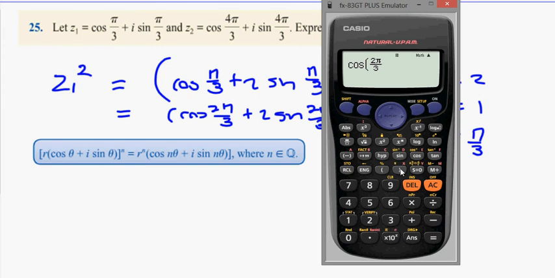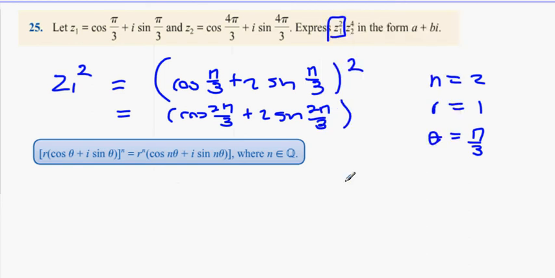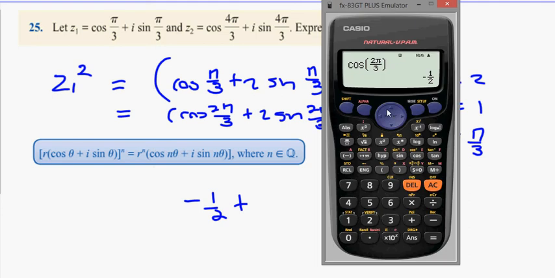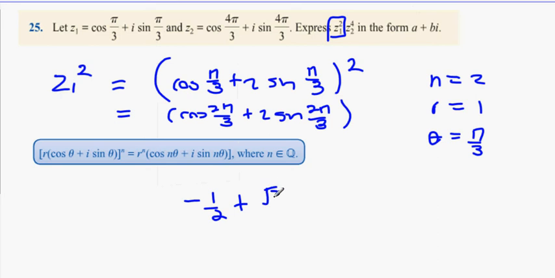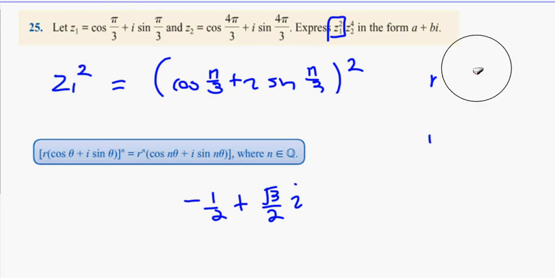So cos 2 pi over 3. And once again it's in degree mode, so I have to change the setup to bring it back to radians. So it's going to be cos 2 pi over 3, and we get minus a half. So we get minus a half plus i sin 2 pi over 3. So sin 2 pi over 3 is root 3 over 2, times i. So that's what we have.